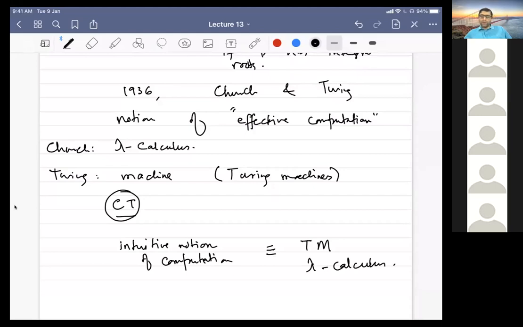And we can prove it, we can extend it to any other computational model that we can come up with. There are many other computational models besides Turing machines and lambda calculus, which we can include in this list. And all these models are equivalent. So you can replace any model here with any other equivalent model, and they would still be the same about the intuitive notion of computation.